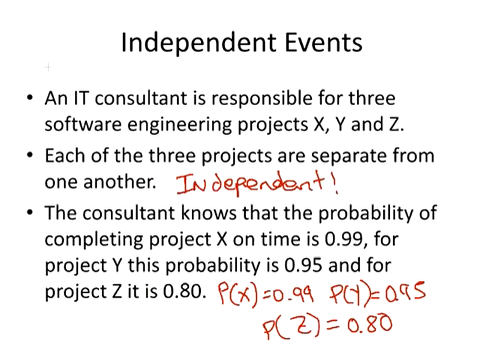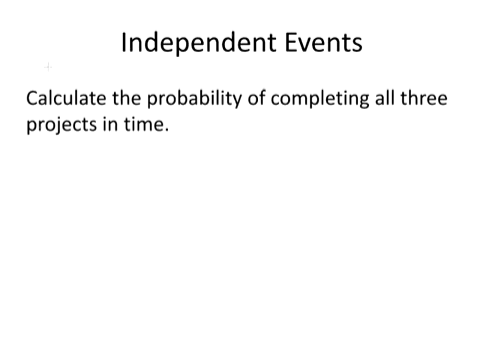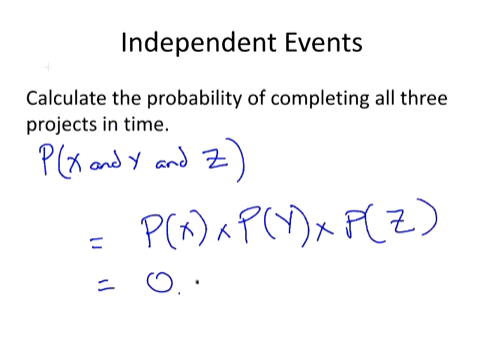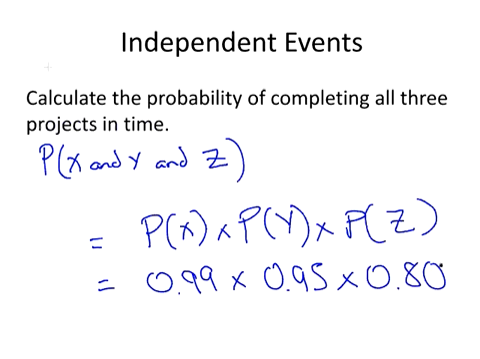So the question is, calculate the probability of completing all 3 projects on time. So we complete X on time, we complete Y on time, and we complete Z on time. So we write it as follows: probability of X and Y and Z equals probability of X times the probability of Y times the probability of Z, and that is equal to 0.99 times 0.95 times 0.80. Now for a bit of calculator work, the answer is 0.7524.